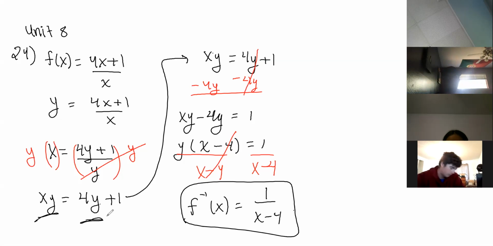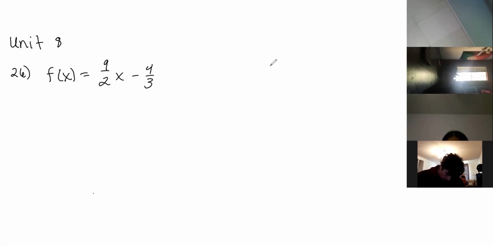Okay, I'm going to clear. And Unit 8, number 26. Isabel, is that one yours? Yeah. Okay. So it has if f of x equals 9 over 2x minus 4/3, then evaluate f inverse of f of 5. Is that correct?